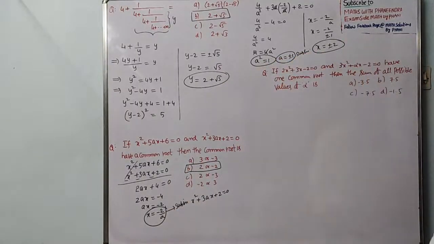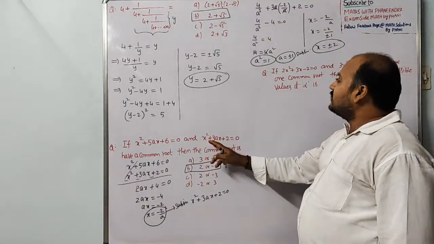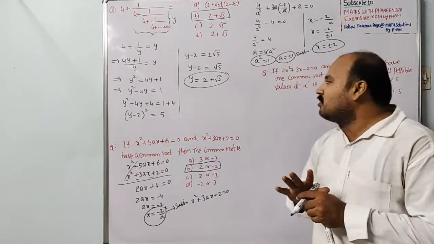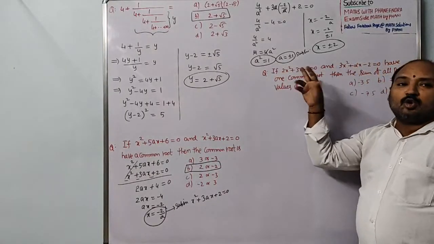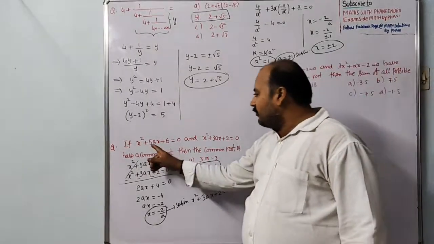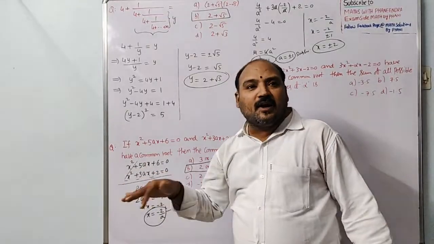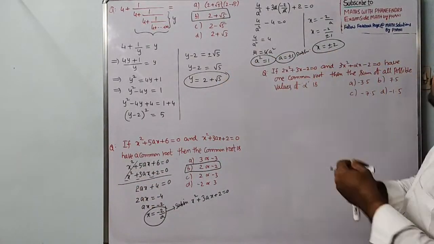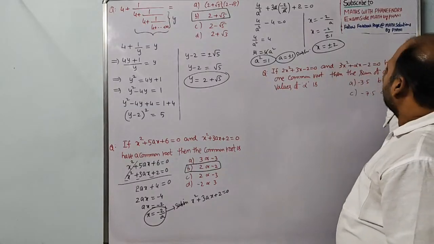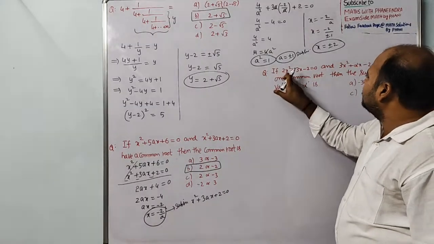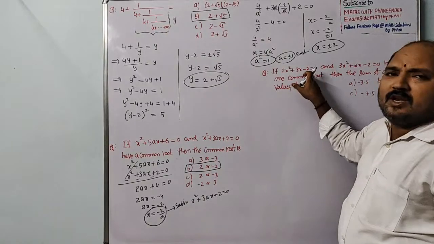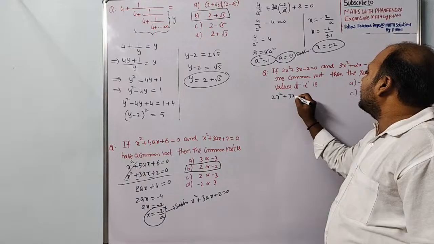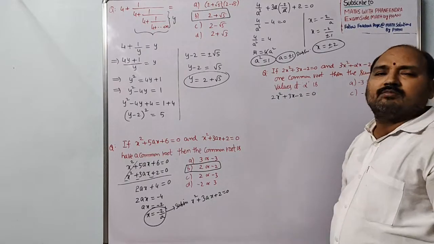A similar method I am going to follow, but for these quadratic equations, once you observe, the x square coefficients of both quadratic equations are not equal. Whenever they are equal, we can subtract directly and get the x value. But in this case, what we have to do is, two equations have a common root. Here, there is no unknown value, only x values are there, so now we can find out the factors. 2x square plus 3x minus 2 equal to 0.